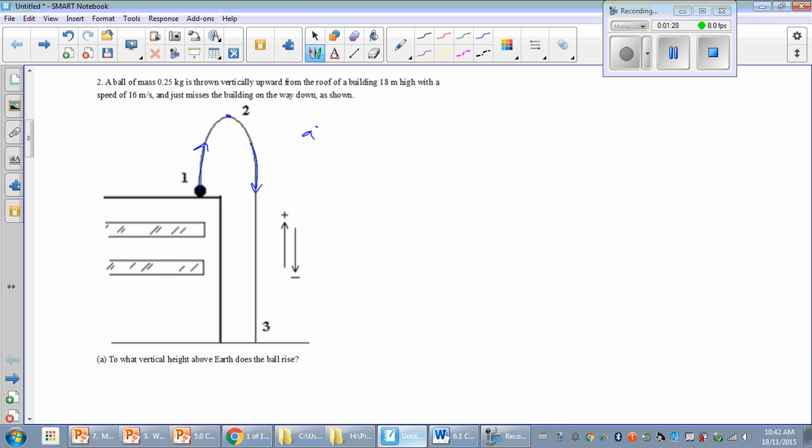So for part A, it starts with kinetic energy and some gravitational energy because it's got some height. So that's going to be a 1/2 mv squared and an mgh. And on the other side, when it gets to its maximum height, so let's call this initial kinetic energy, initial gravitational energy, then it's going to stop and it's just going to have gravitational energy. And you will be solving for the height in this side of the equation, mgh.